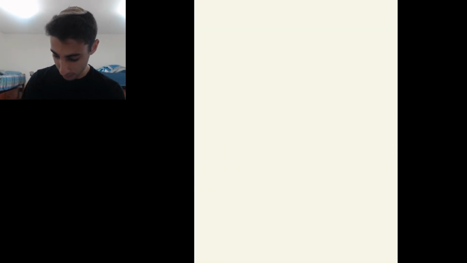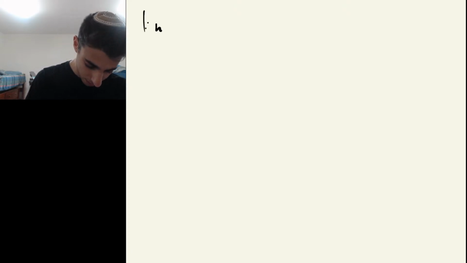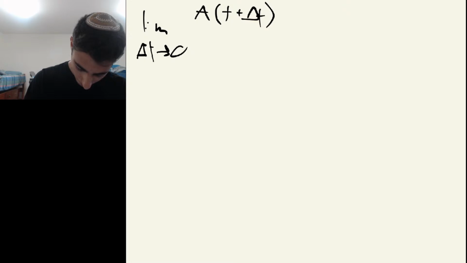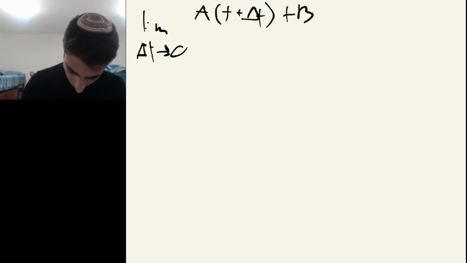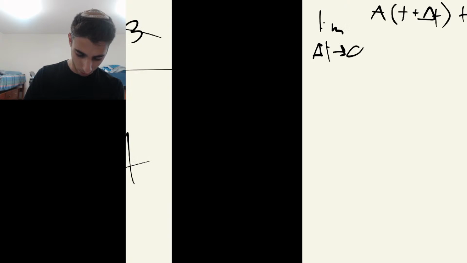Now let's see what the instantaneous velocity is. What is the instantaneous velocity at a certain point? Well, let's calculate it. So it's going to be the limit as delta t approaches 0 of a times t plus delta t plus b minus a t minus b, because it's going to be like minus the whole function again.